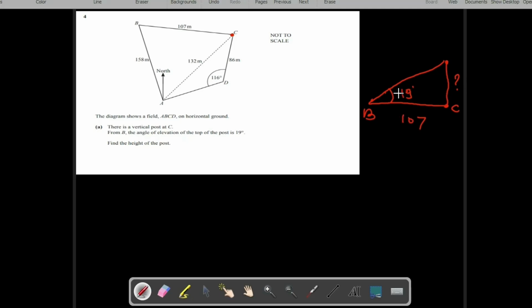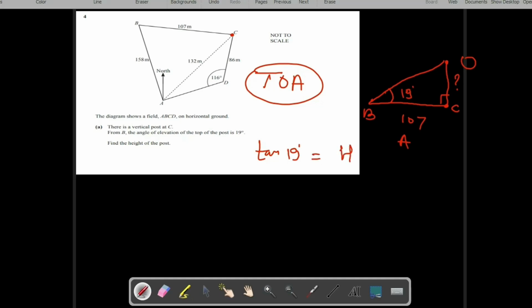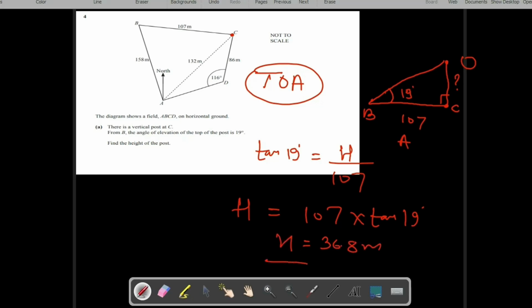So again, this is adjacent to the angle, this is opposite to the angle, and this is going to be 90 degrees. Opposite to the angle is always going to be opposite. So opposite and adjacent, tan, right? TOA, tan. So tan 19 is equal to opposite, that means the height of the post, I am going to write h, upon 107. So the height of the post is equal to 107 into tan 19. If I solve it, I will get 36.8 meters. So the height of the post in this case is going to be 36.8 meters.